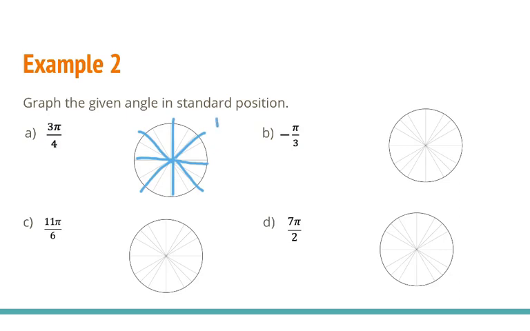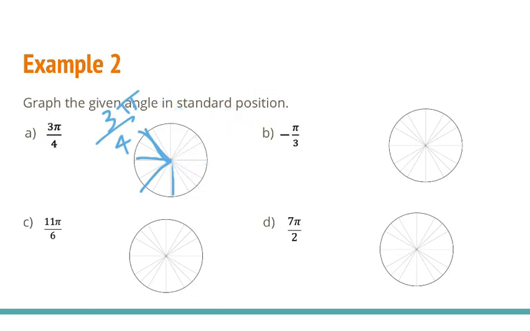So this would be the first one. You can think of it as 1/4 pi, 2/4 pi, 3/4 pi. And that's what it was looking for, this one right here. So I know that that's where that was. So I'm going to erase this other stuff.